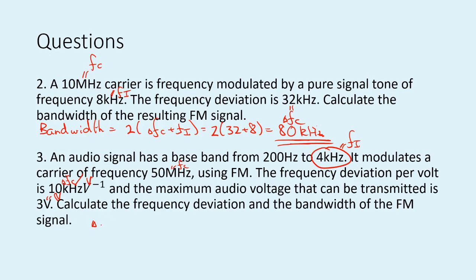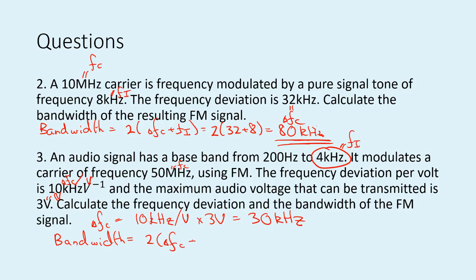So the first thing we're going to need to work out is the frequency deviation. We're nearly always going to need that. So that's going to be this 10 kilohertz per volt multiplied by 3 volts. So that's 30 kilohertz. And then it asks us to work out the bandwidth. So we put it into this equation, which you've already seen a few times by now. The important thing here is to make sure you don't get in a muddle and that you pick the right values.